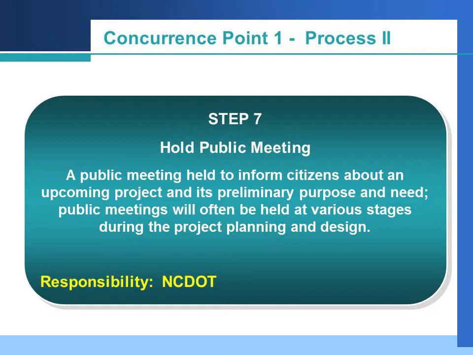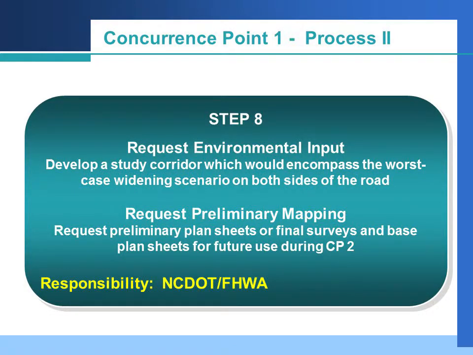The responsibility for scheduling and conducting the meeting is with the NCDOT Project Development Engineer. Step 8 in Process 2 is to request environmental input and request preliminary mapping. After the public meeting, the NCDOT Project Development Engineer will request environmental input from the Natural Environment section and the Human Environment section using available mapping and appropriate request forms.